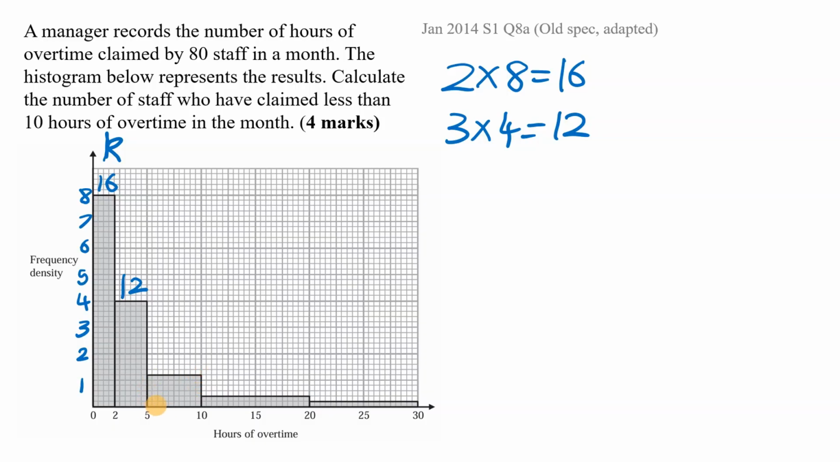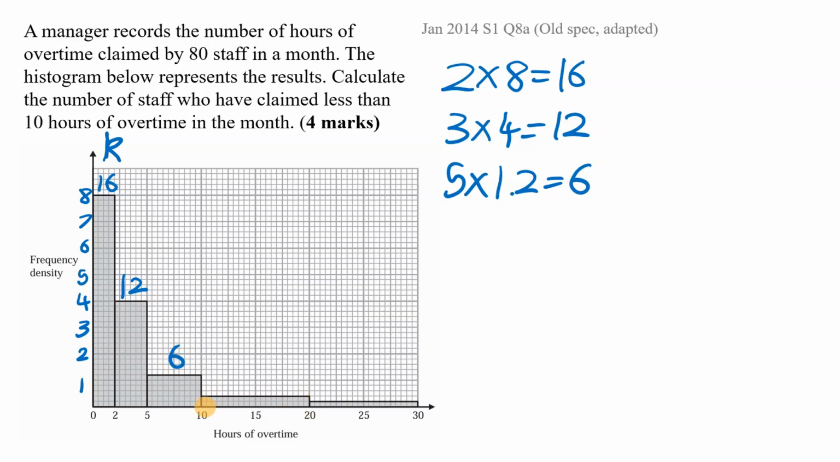For this bar here, the width is between 5 and 10, so the width is going to be 5, and this is multiplied by the height. Now it comes up to here, and you can see that this is going to be on our y-axis 1.2. So 5 times 1.2, which if you put into a calculator is equal to 6. So the area here is 6.